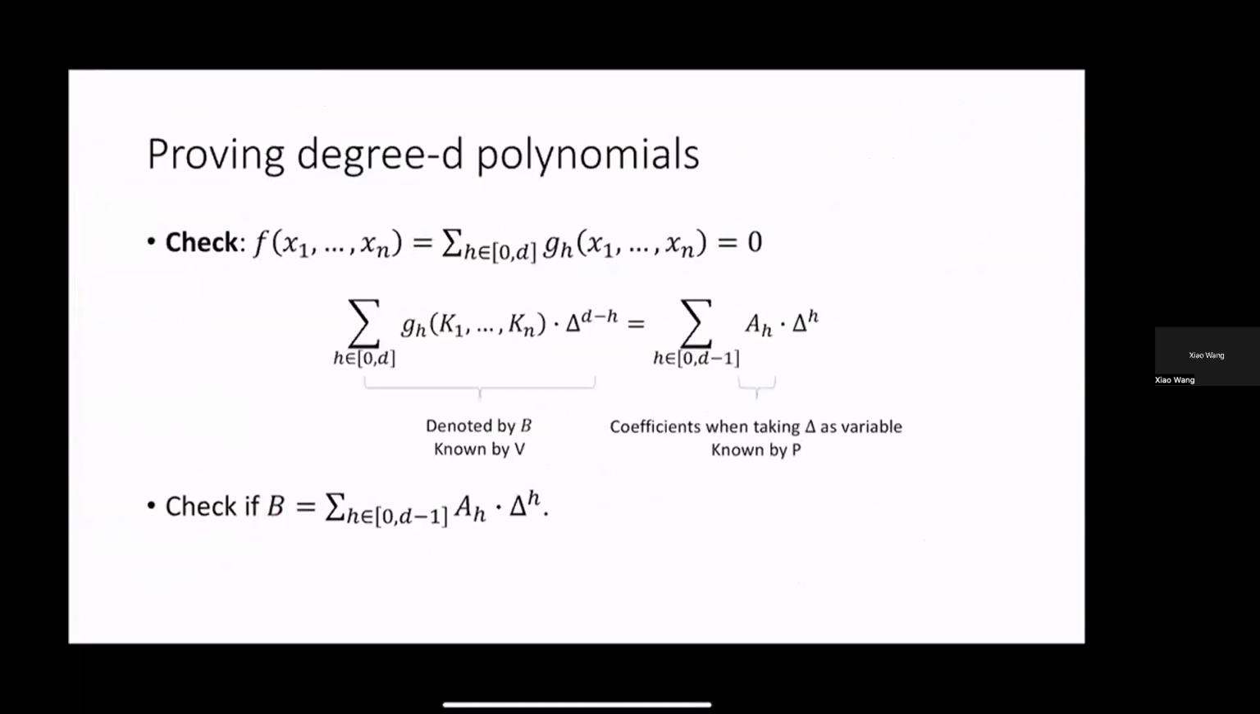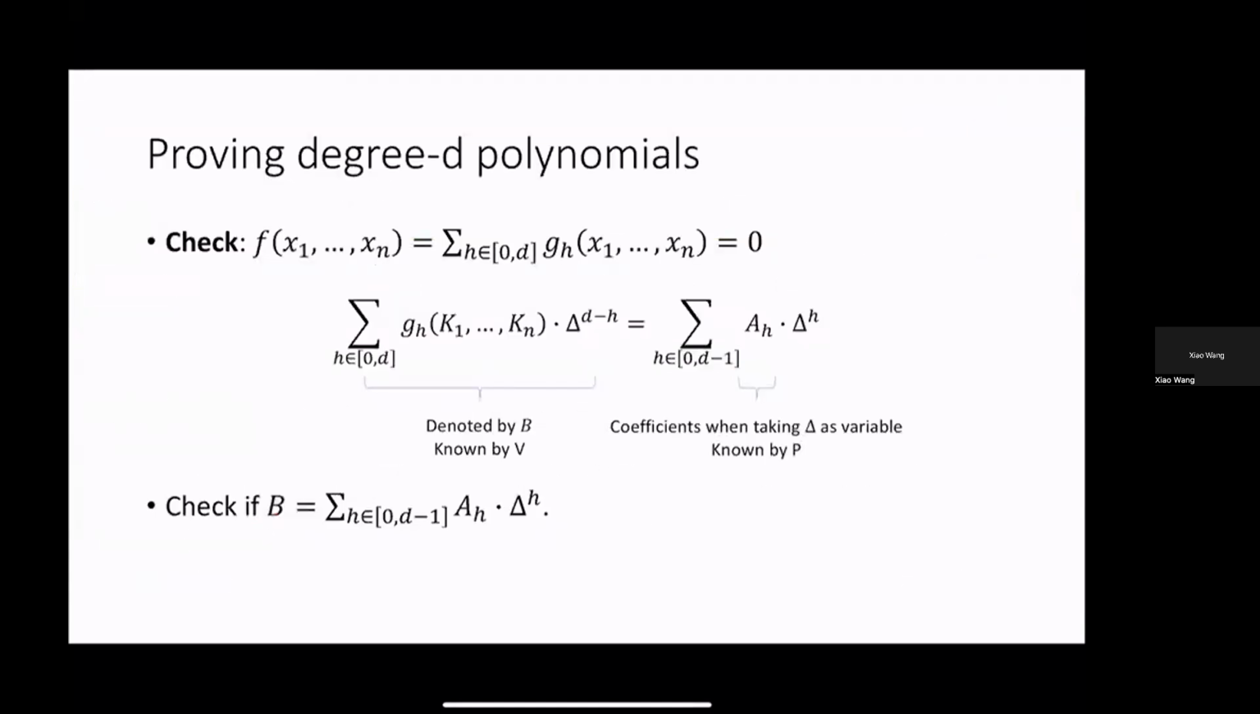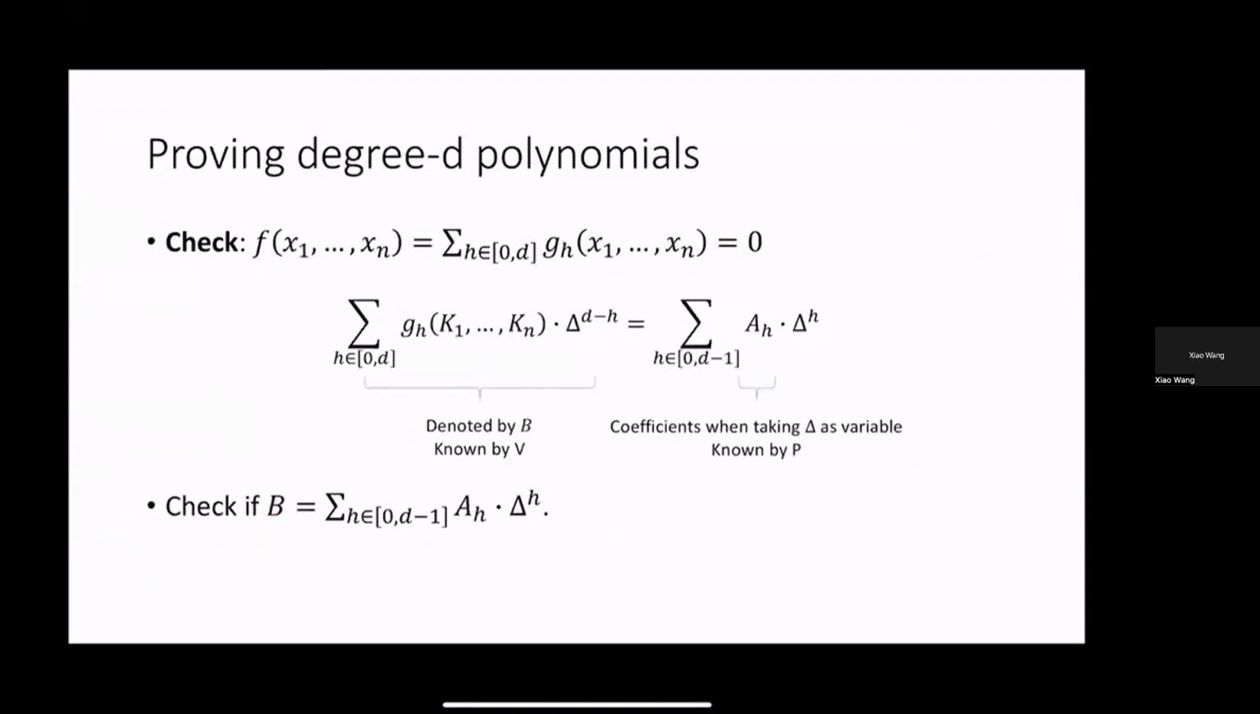Not only that, this is for the inner product, but even if we have a degree d polynomial, there's also a similar way. But now instead of checking whether the degree of the polynomial is 1, we are checking if the degree of the polynomial is d. That's where the cost, linear to d, comes from. But otherwise, it's pretty much the same.